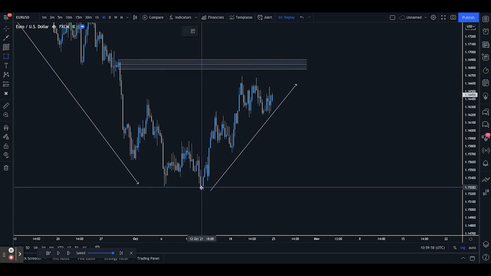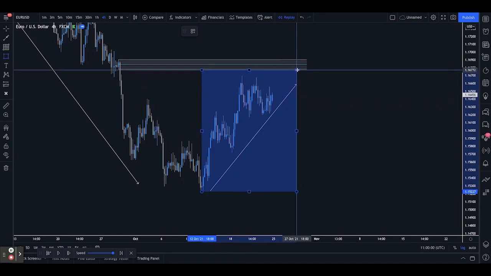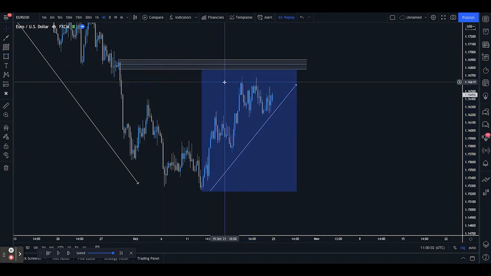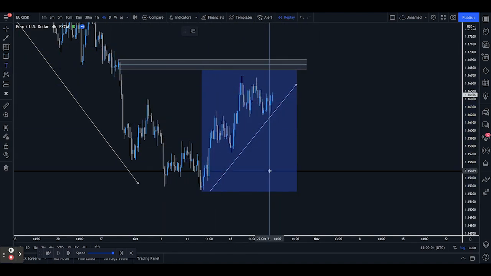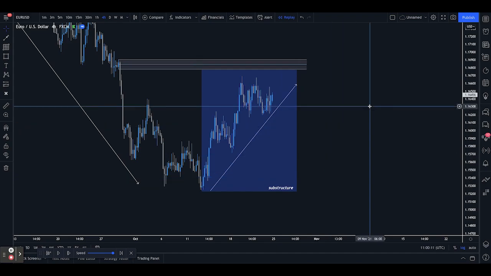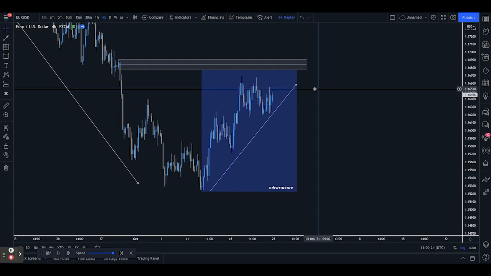So let me just box this off, and we'll keep that boxed off so you can see the swing structure and the substructure separated. This marks the substructure. And now from this point, this is where the imbalances really come in, the inefficiency really comes in. So looking at this market then, we know we want to sell, okay? We have a swing downtrend and we have a good supply zone to actually look to sell from.